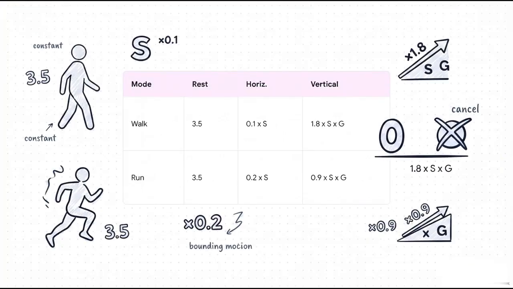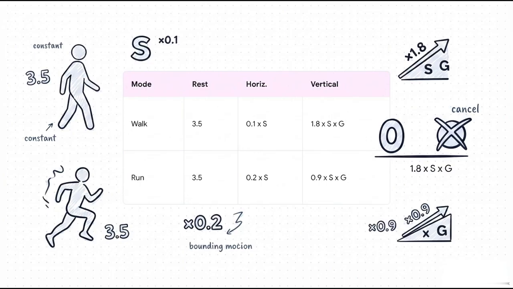Notice the beautiful symmetry here. For both walking and running, the resting component is our constant, 3.5. For walking, the horizontal cost is 0.1 times speed, and the vertical cost is 1.8 times speed times grade. Now for running, because of those bounding mechanics, the horizontal cost actually doubles to 0.2 times speed, while the vertical cost drops to 0.9 times speed times grade.